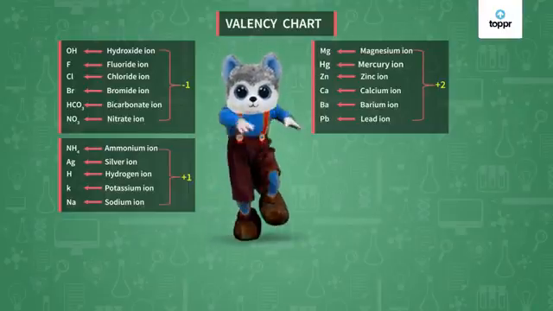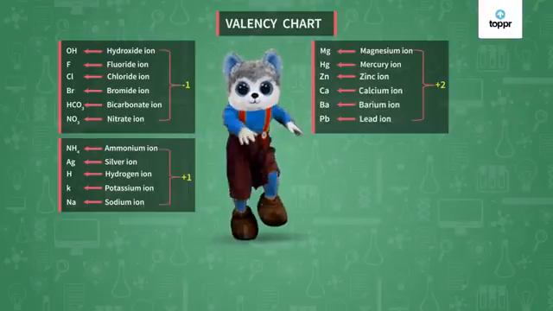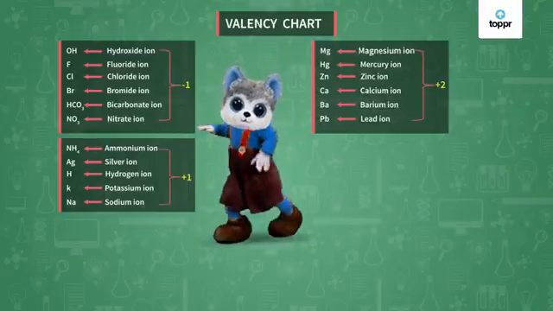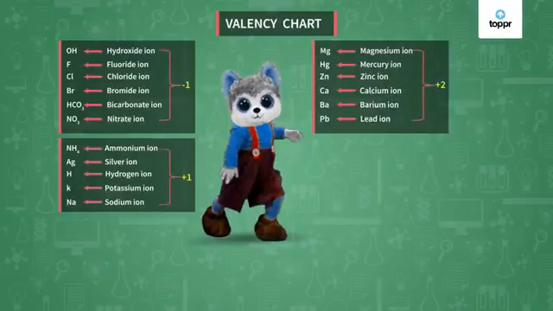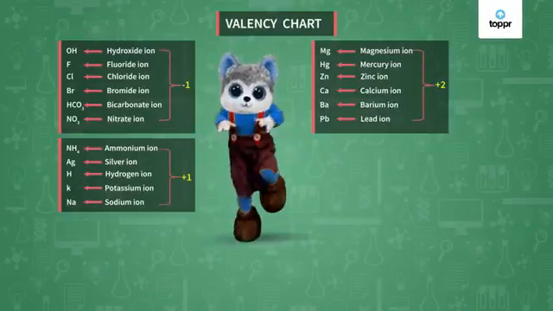Magnesium hoga zinc ka baap, zinc ka baap. Magnesium hoga zinc ka baap. Their valency is 2.